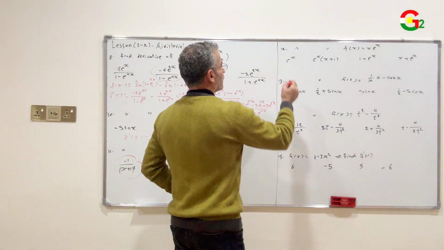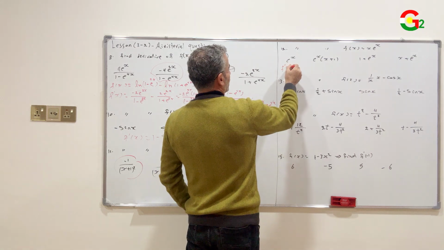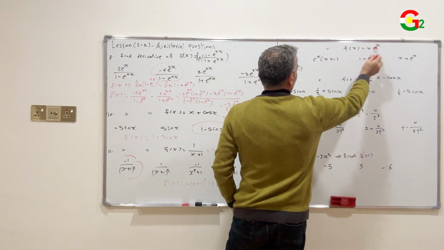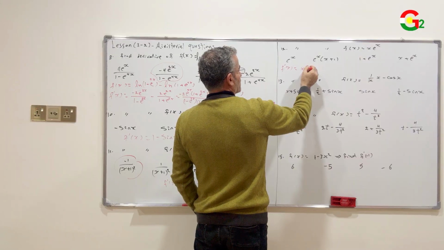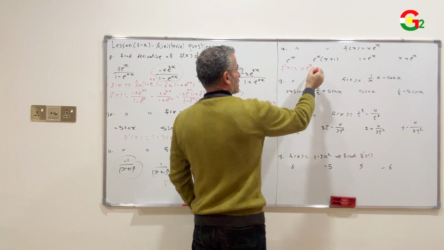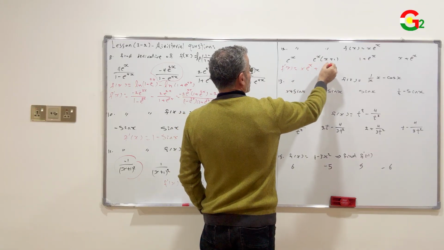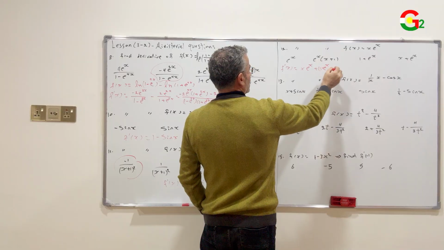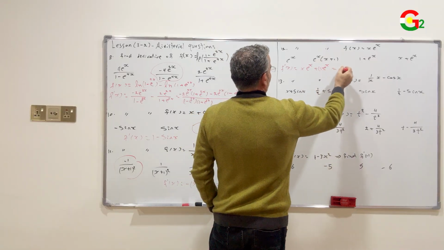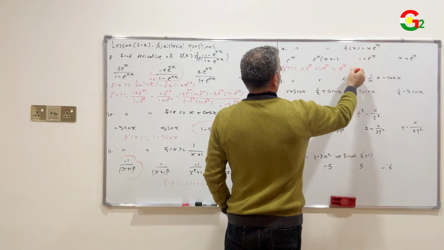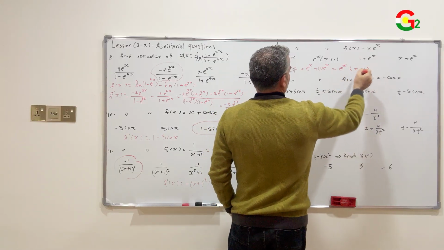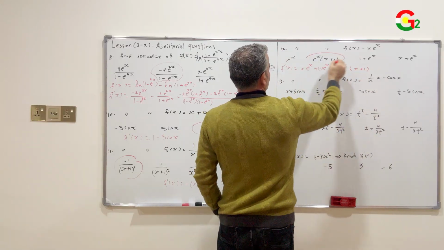Question number 12. The derivative of this function, apply the derivative of multiplication of two functions: x times the derivative of e to the x, e to the x, plus e to the x times the derivative of x, 1. Equal to, factorized by e to the x, x plus 1. Choice B.